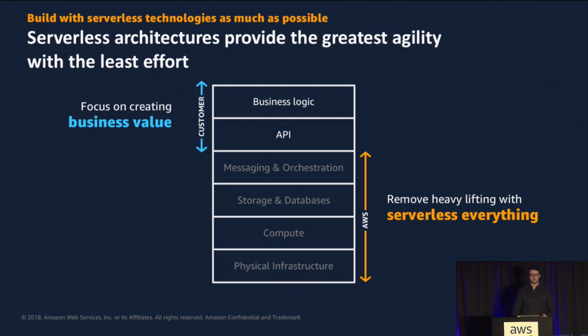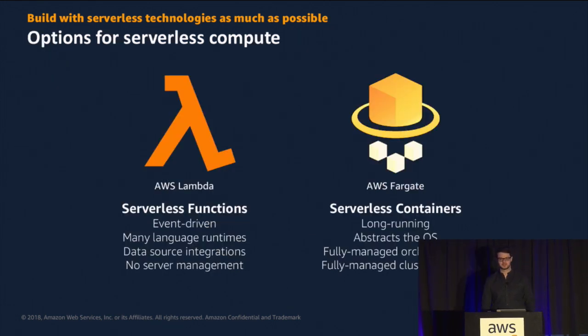So serverless is the first item on our list. Serverless allows you to focus on creating business value and removing the heavy lifting of managing a compute environment. So it fully manages that compute environment, the messaging and orchestration, the storage and databases, the compute, and the physical infrastructure, so you can focus on building APIs and building business logic. At AWS, we have 2 options for serverless compute: AWS Lambda for functions and AWS Fargate for containers. Today, we're focusing on containers, so in a little bit, we're going to talk a lot more about how Fargate works.